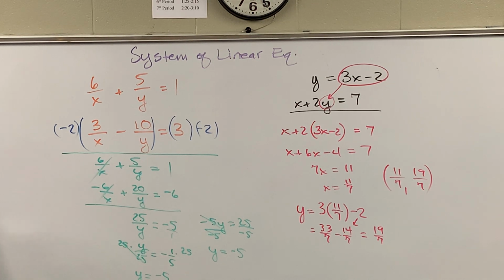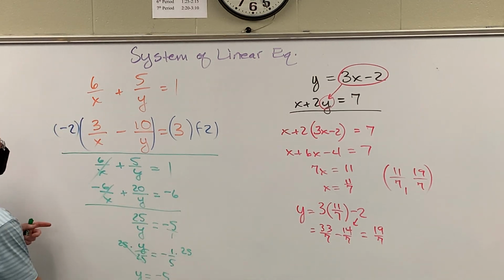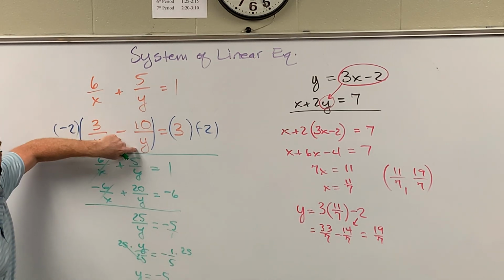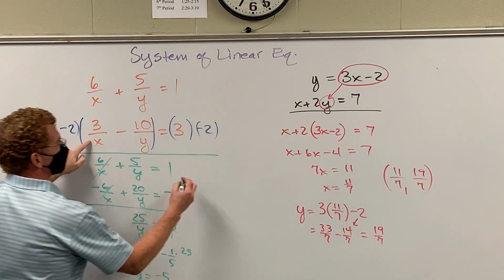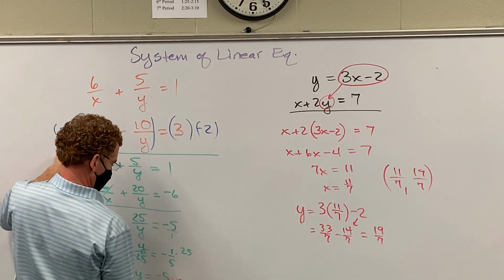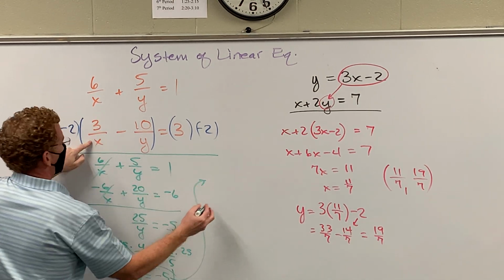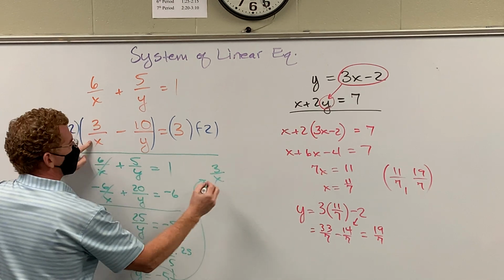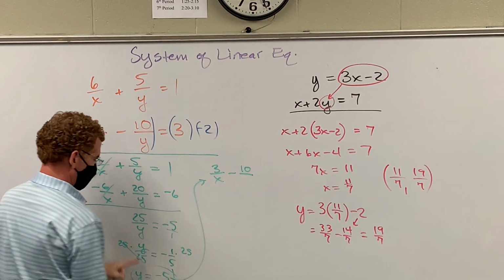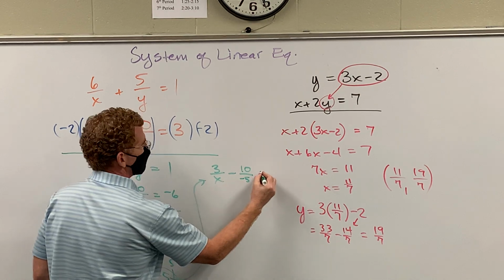And then what would you do with that y equals -5? Plug it into the bottom. Plug it back in there. Actually, either one works pretty nicely, but he said the bottom, so we'll go with the bottom. So to find x, I'm going to go 3 over x. Now be careful on this. Minus 10 over -5 equals 3.